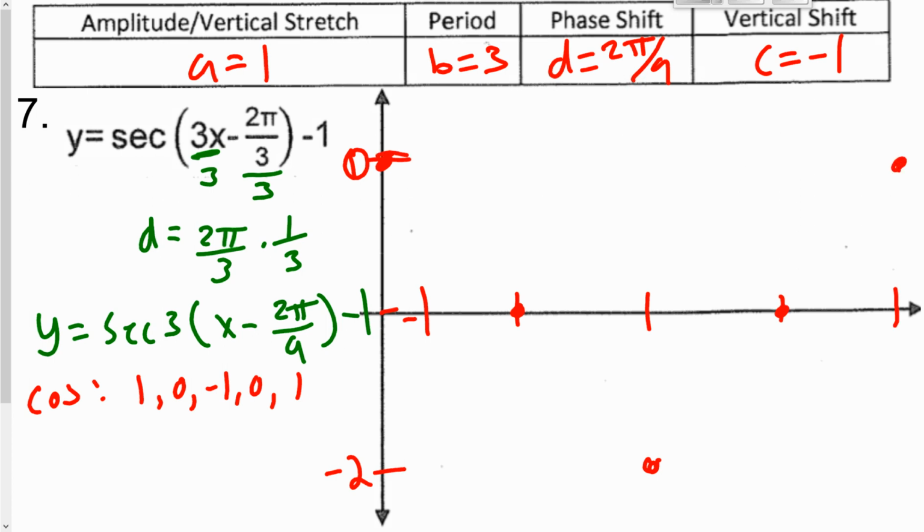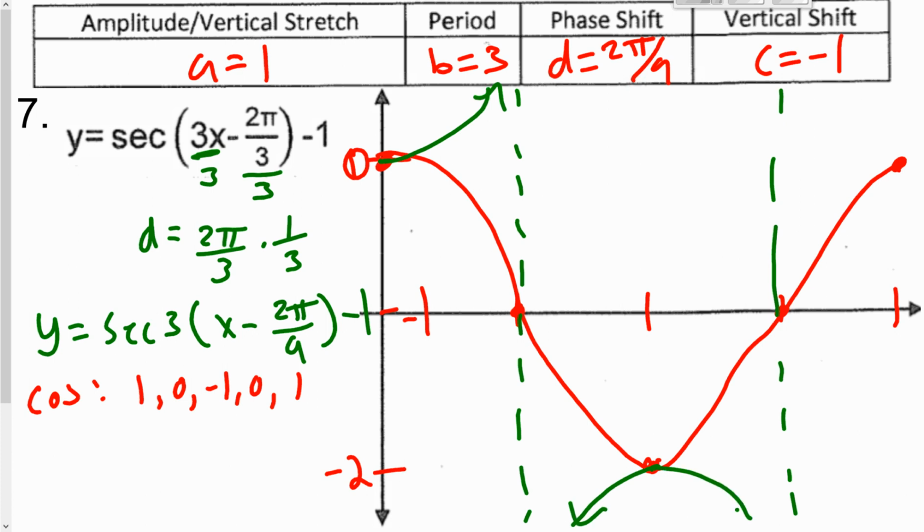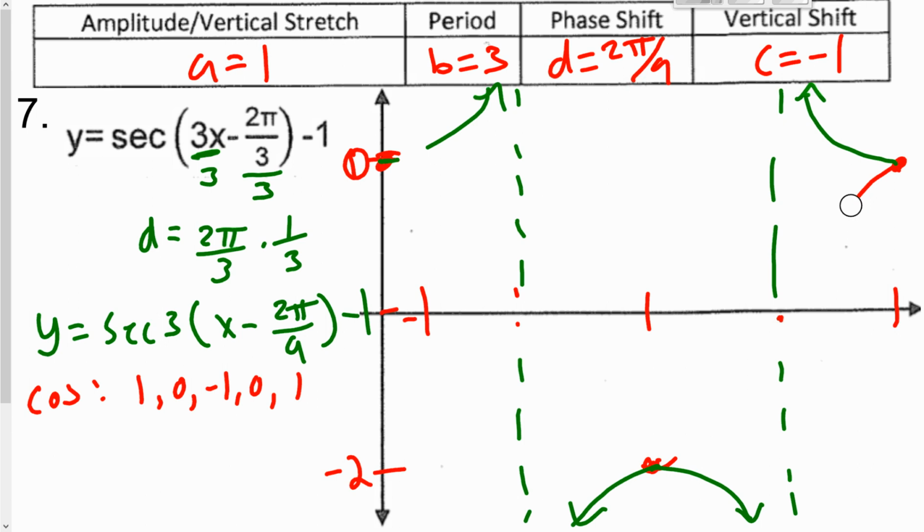Right? So then we can draw our smooth looking curve. Then we can do our vertical asymptotes where our normal zeros were. Change our hills to valleys and our valleys to hills. Erase those. Can erase that too. There you go.